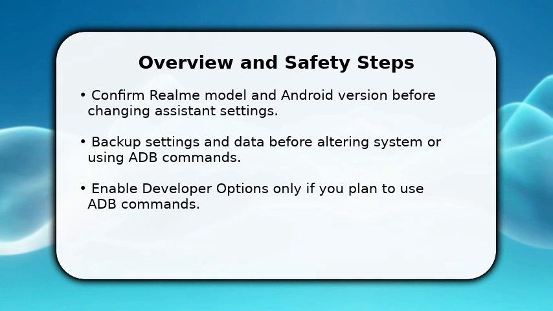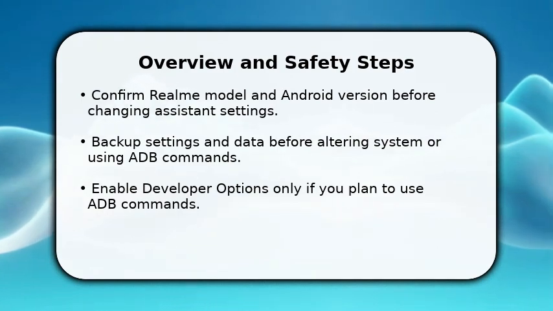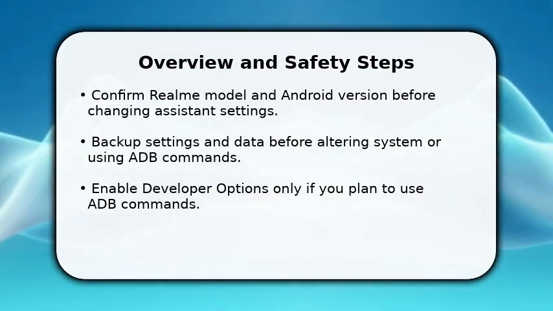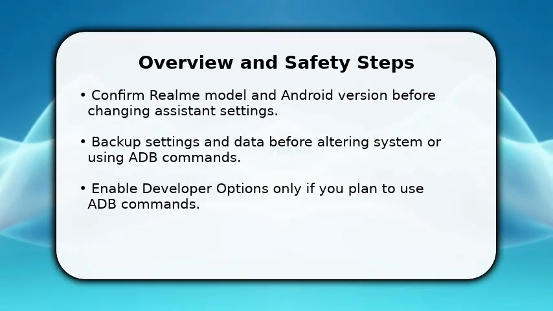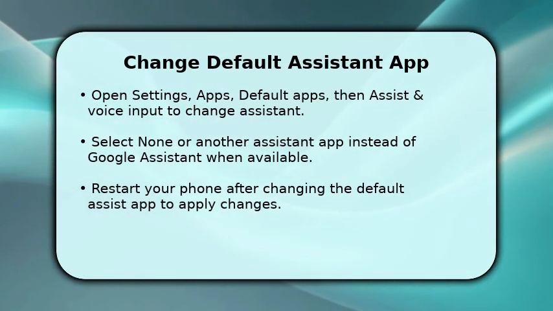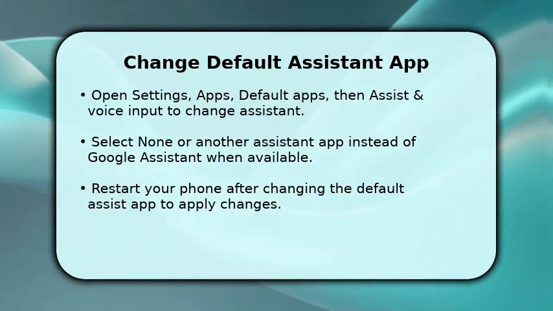Open Settings, then tap Apps and choose Default Apps on Realme phones. Tap Assist and Voice Input to see the current Assistant selection. If the system offers None, pick None to remove Assistant binding. If None is not available, select a different Assistant app to override Google Assistant.